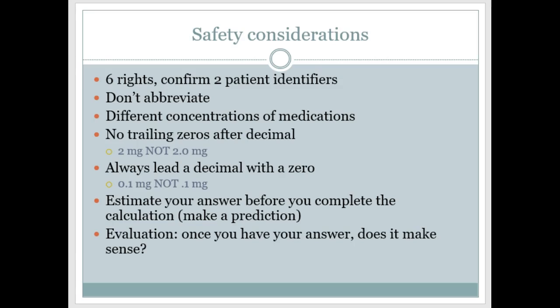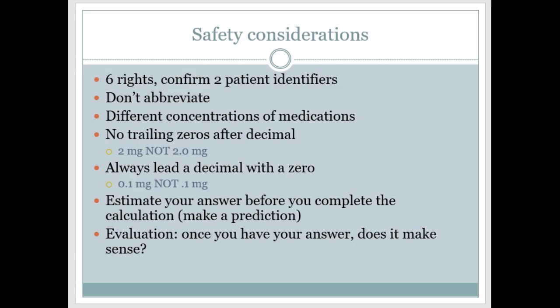And then some safety things to think about when you're writing out doses. We never want to have a trailing 0 after a decimal, so that 2.0 could be mistaken as 20. And so we want to avoid that. The same with leading a decimal with a 0. We always want to do that. 0.1 without a 0 in front of it could be easily mistaken as 1. And these rules will apply to any medication calculation test that you take. You will need to abide by those.